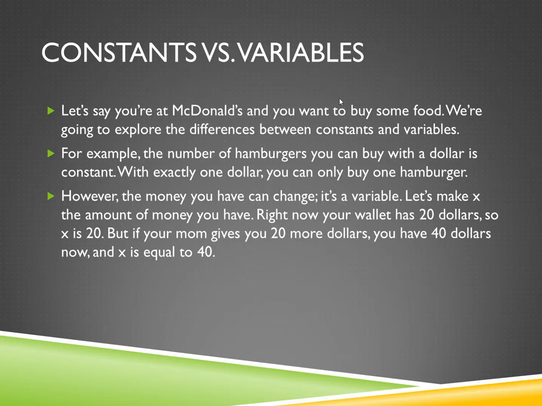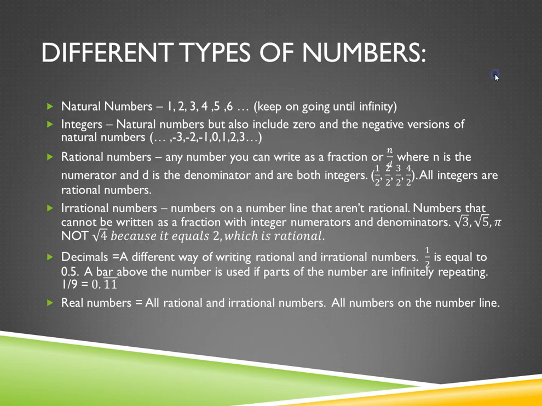However, the money you have can change. That's a variable. If we assign x equal to the amount of money you have, and right now your wallet has $20, then x is equal to 20. But if your mom gives you $20 more, you have $40 now, and x is equal to 40. So x can vary wildly, it can be 100, but what's constant is how many hamburgers you can buy with $1. And that's the difference between the two.